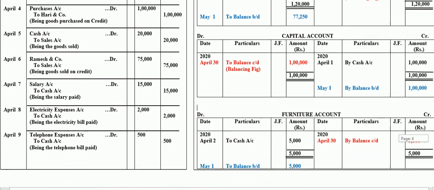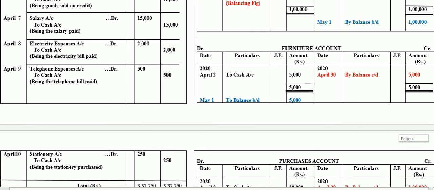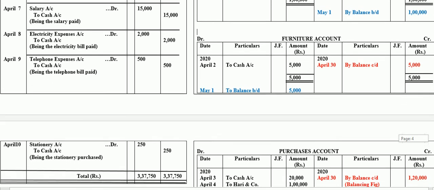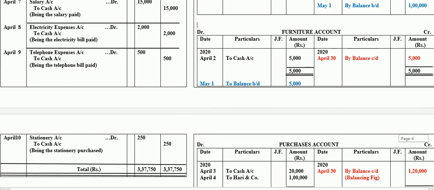electricity expenses as well as telephone expenses and stationery is your homework. So try to solve all these things in your notebook, and this is the end of today's video.